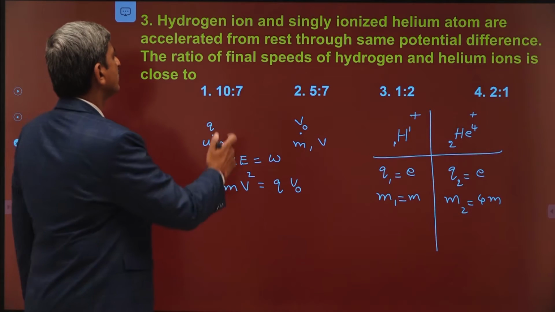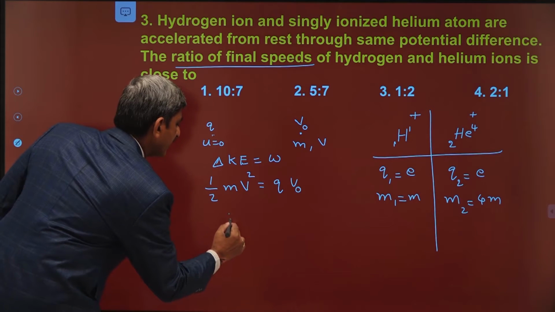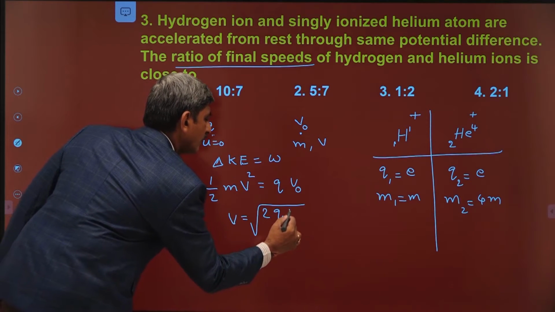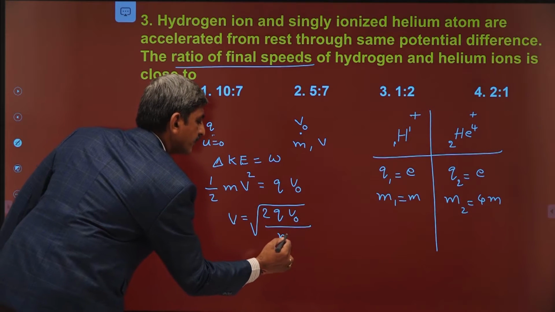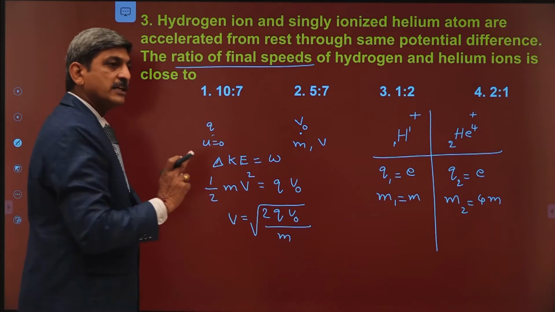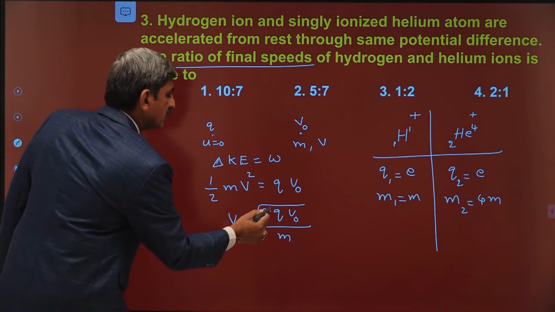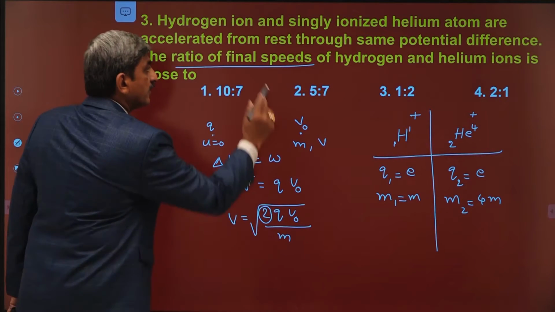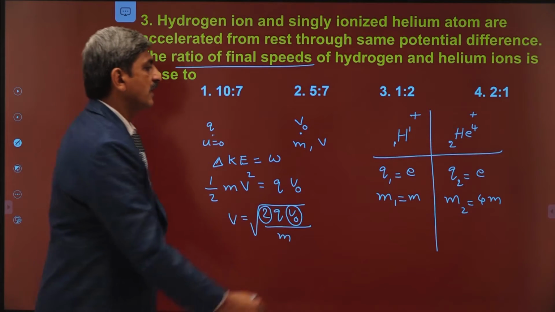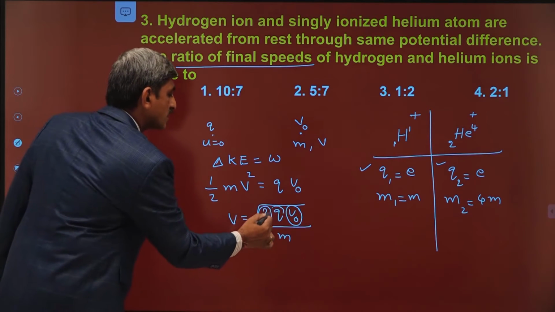Now in this problem we want to determine the ratio of the final speeds. For that, the equation can be written as v is equal to the square root of 2qV0 divided by m. Remember, here I used V0 for the potential difference and v for the final velocity of the charged particle. In this equation, 2 is constant, and both are accelerated by the same potential difference, so V0 is also constant. In this case, both have the same charge, that's why q is also constant.